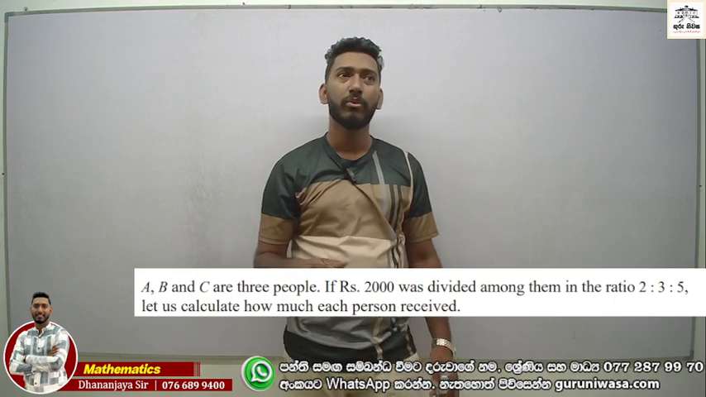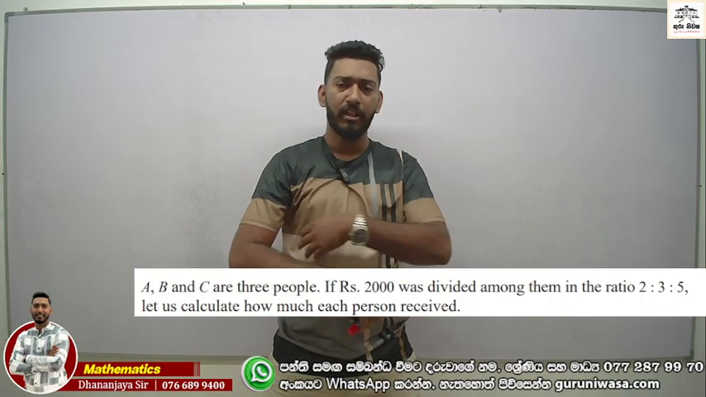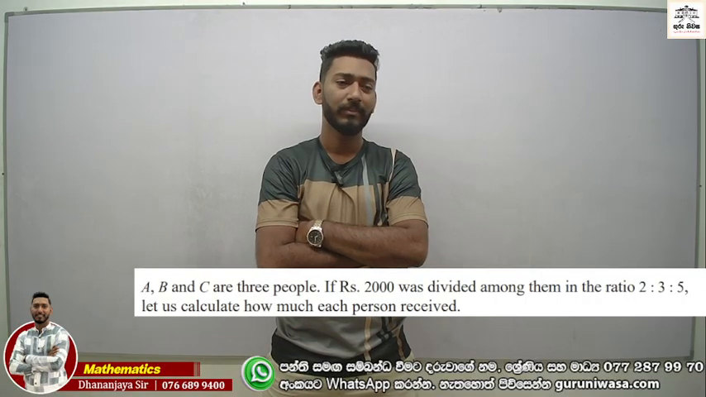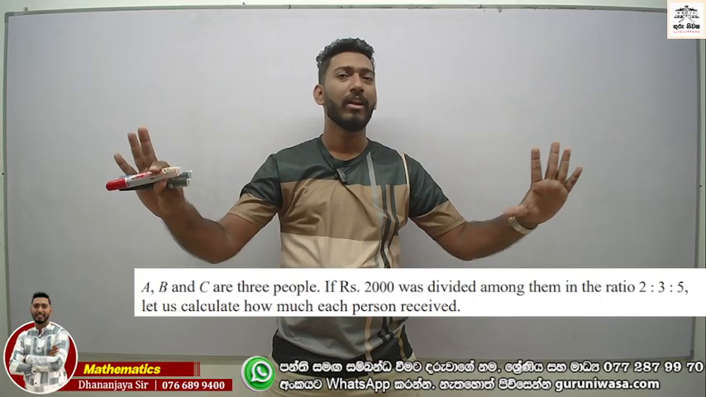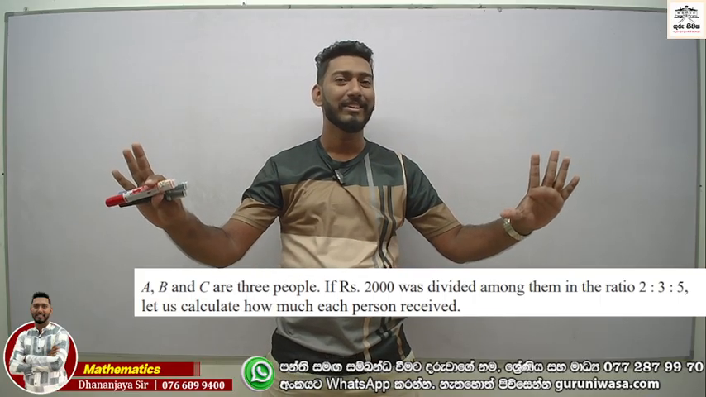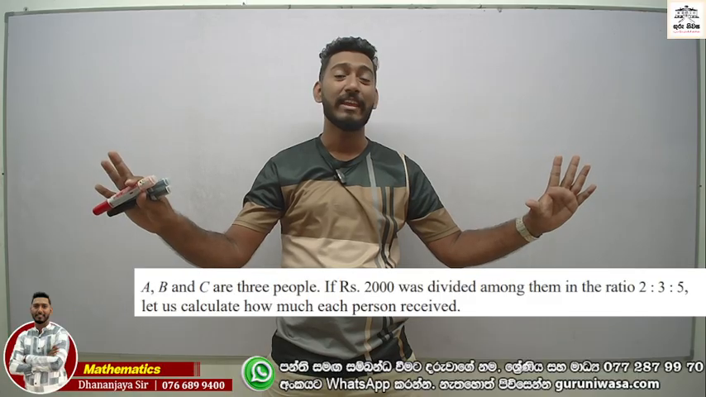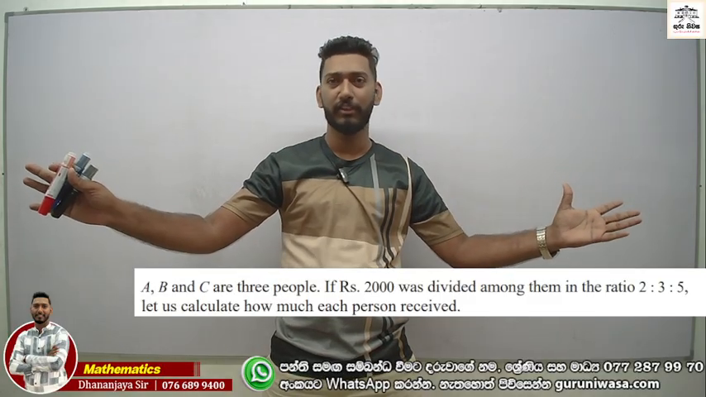Right? So, what is 2000, child? Is it the amount A received? No. Right? What is the meaning of that 2000? Total portion. Yes, the total portion is equal to 2000. 2000 is the whole portion.